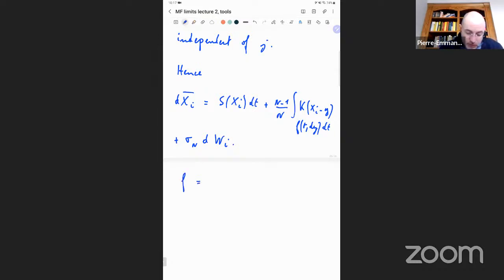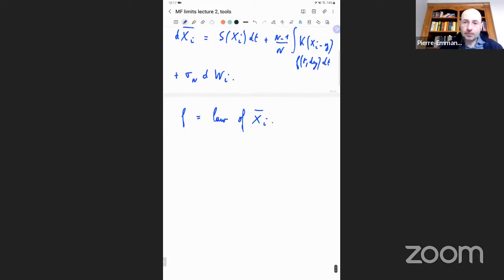And f is the law of xi. And you see here that if I'm doing this, then I'm done, because now I don't even need the index i, they are all the same, right? So I just need to solve one.